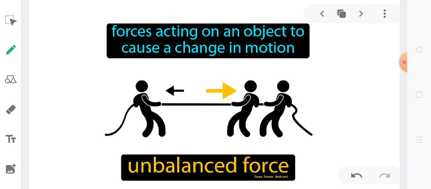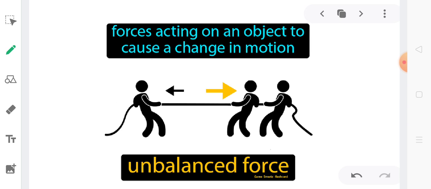Now unbalanced force. This situation of an unbalance is depicted very beautifully in this picture with the help of the number of people pulling the rope. On one side you have one person, and on the other side you have two people. So obviously, going by the number of people trying to pull the rope in their own respective directions, we can clearly understand the effort applied by two people will be more. So the force will be unbalanced.